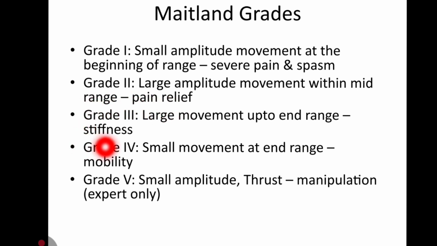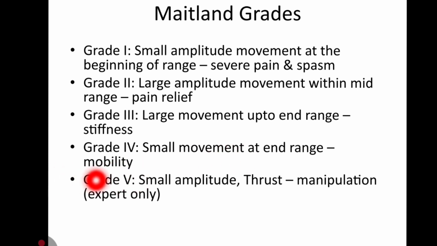So let's talk about the grade 3, that are large movements up to the end range of motion. Remember, the first one is beginning range of motion, the second is in the mid range of motion, and the third one is at the end range. So the grade 3 is used to remove the stiffness. Now let's talk about the grade 4, small movements at the end range of motion. So these are the movements that are at the end range and used to improve mobility.